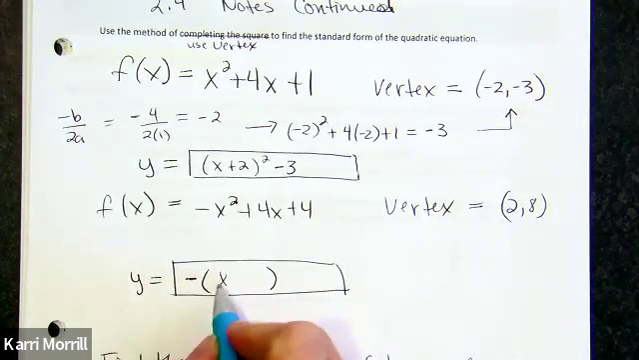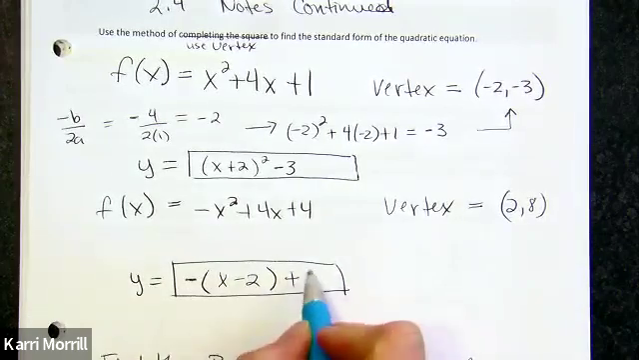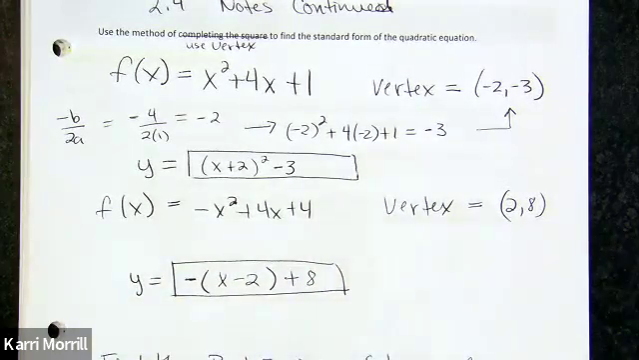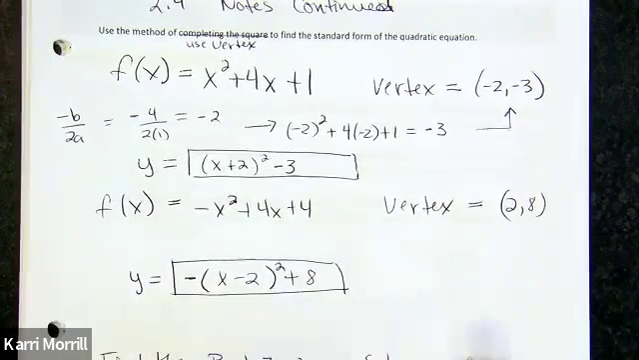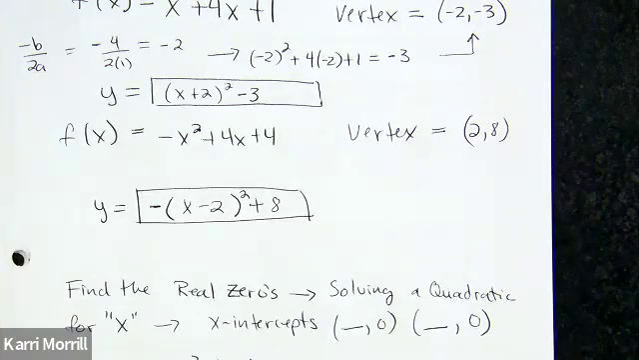So you're going to say negative, x minus 2 squared, plus 8. And then if you were to go through and FOIL this, distribute, and go through that, you would get the same exact solution, it would go back to the original. So that's just a shortcut, and that's how you'll turn it into standard form.